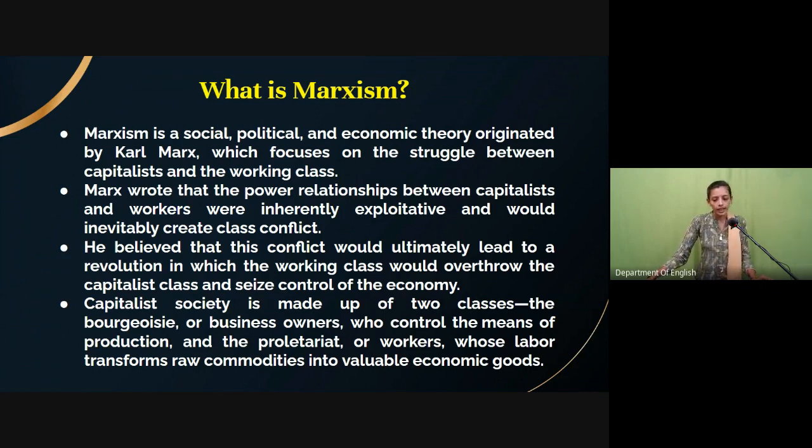Capitalist society is made up of two classes, the bourgeois or business owner who control the means of production, and the proletarian or workers whose labor transforms raw commodities into valuable economic goods.